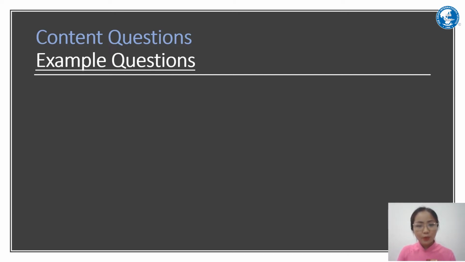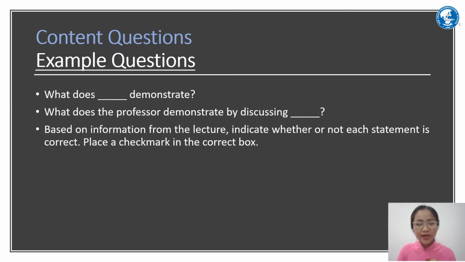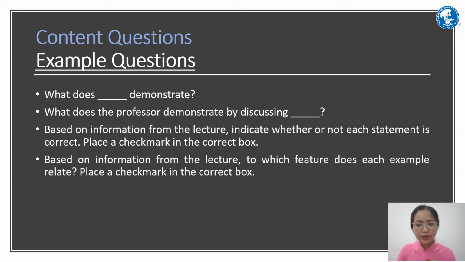There are some example questions for you. What does something demonstrate? What does the professor demonstrate by discussing something? Based on information from the lecture, indicate whether or not each statement is correct. Place a check mark in the correct box. Based on information from the lecture, to which feature does each example relate? Place a check mark in the correct box.